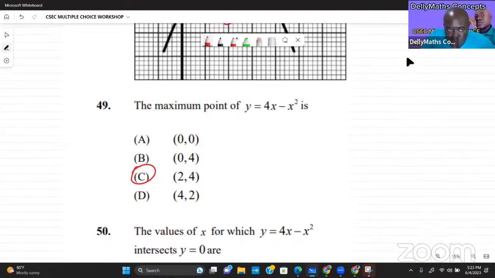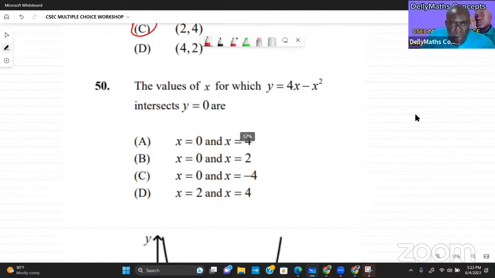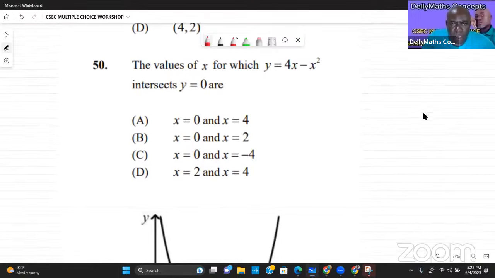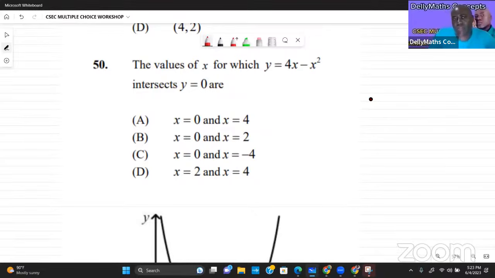All right, let's keep going. 50. The value of x for which y equals 4x minus x squared intercepts y equals 0 is. All right, so what they're saying is, read this. It says the value of x for which y equals 4x minus x squared intercepts y equals 0. They're kind of making it feel weird. This is the x-axis. In other words, you want to solve it. See this y here? This is this here. That's what they're saying. So you want to solve for x.